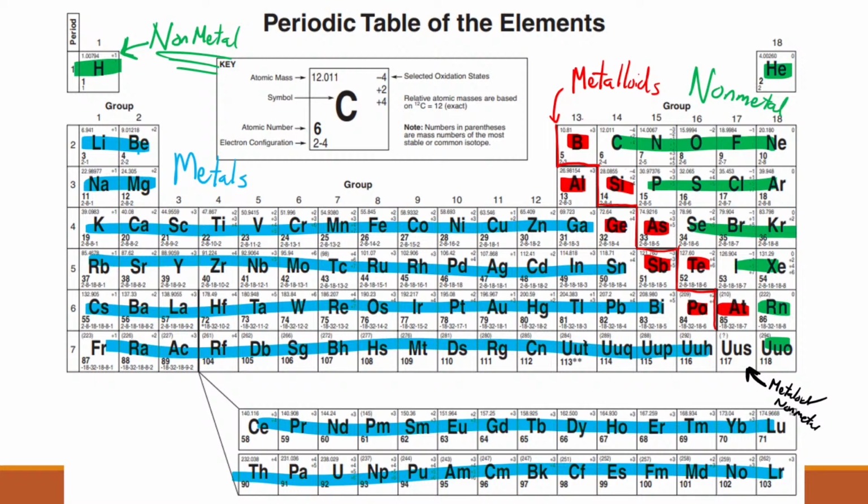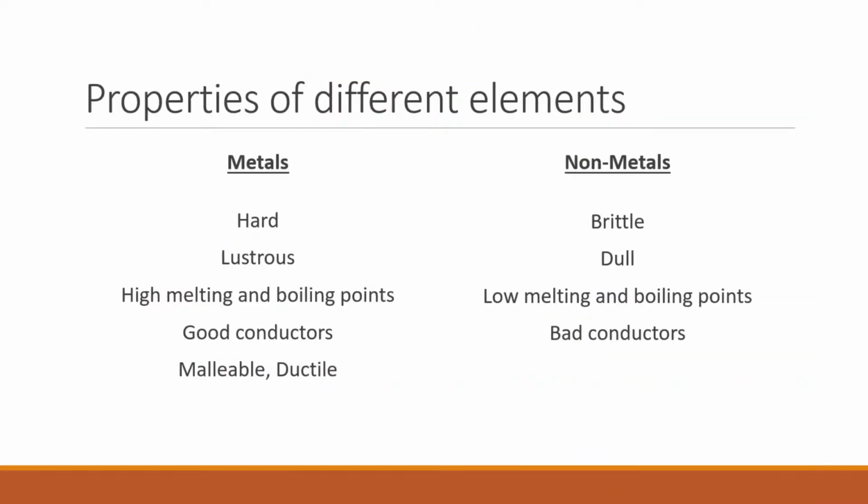But there are a couple of more things we can say about metals versus nonmetals, particularly about their properties. Metals are hard and lustrous, which means shiny. They have high melting points and boiling points, like we said before. They're good conductors, like we said before. They're malleable, which means they can have their shape changed. They are ductile, which means they can be turned into wire.